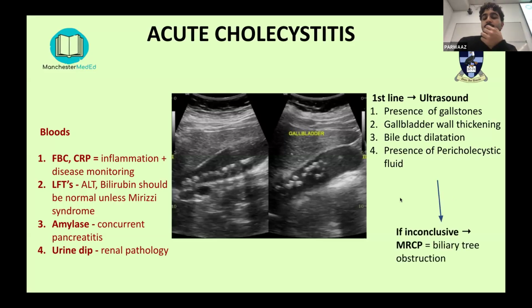If that's inconclusive, what we can do is something called an MRCP. It's very similar to what I mentioned before, like an ERCP, essentially, but you can't treat anything with it. So it's just a scan and it sends a dye through retrograde through the biliary tree to see if there's any obstruction. But it's usually done in cholangitis and CBD obstruction. So it's only if there's absolutely inconclusive evidence that there's cholecystitis. Okay, so ultrasound first line and MRCP second line if needed.